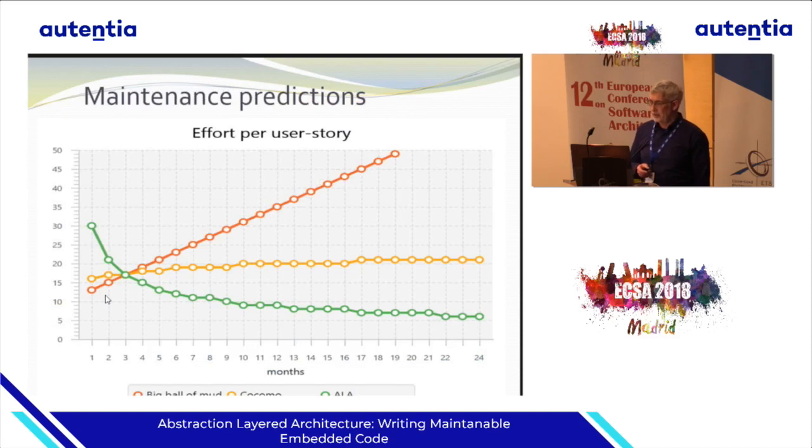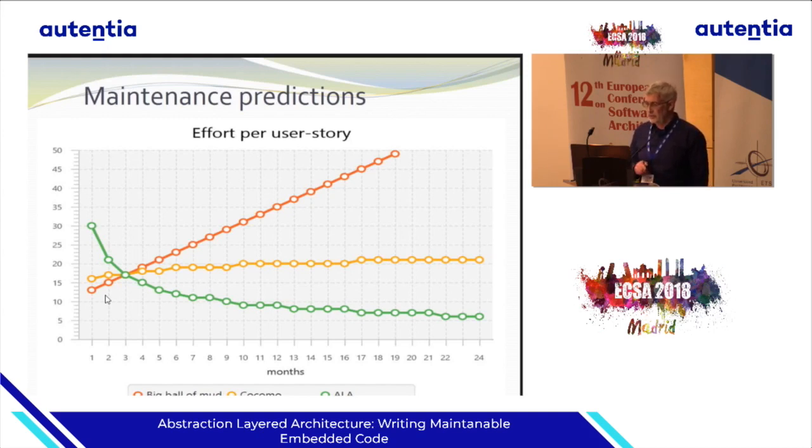So what about maintenance? This is a qualitative graph of what the maintenance should be like. The green one is this abstraction layered architecture. And the reason it would go down is because as your domain matures and you get more of these abstractions written and unit tested and working, the amount of code that you're having to do for any particular user story is getting less and less and less.